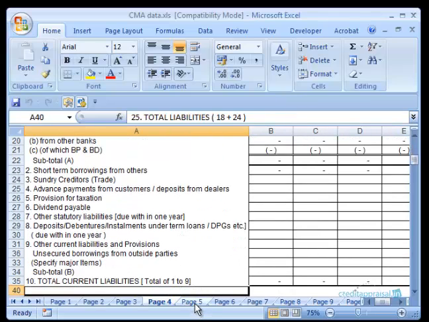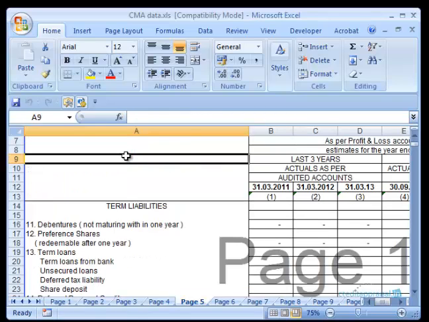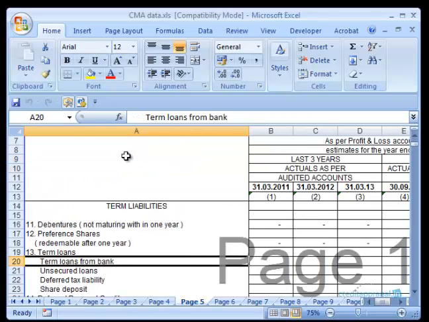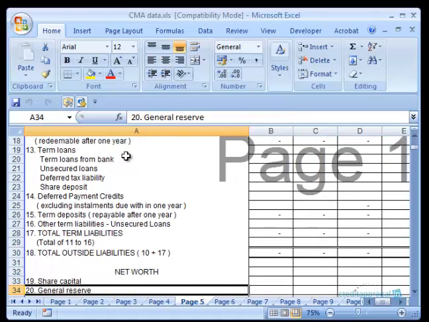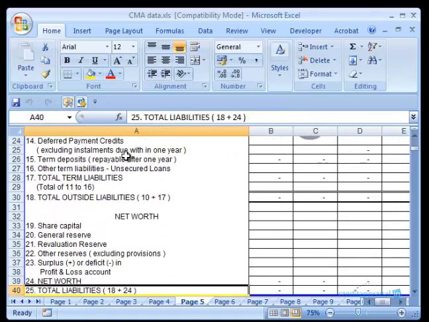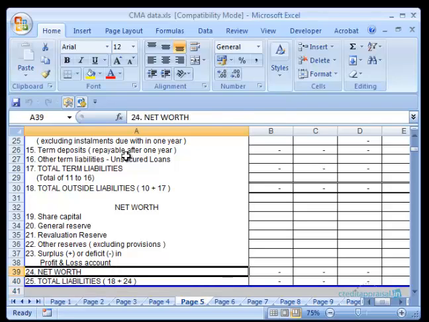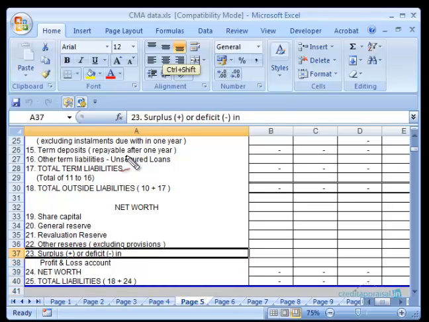Then you go into the term liabilities. In term liabilities, the items you require are term loans from banks, shares, debentures, and so on. Then there is the net worth, that is the owner's capital and reserves and surplus. All these items, like share capital and reserves and surplus, are part of the net worth, which is a long term liability. So liabilities will have current liabilities and long term liabilities.